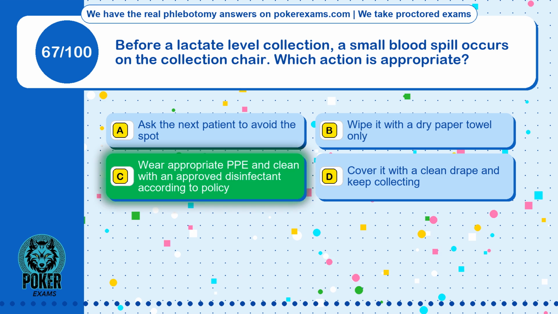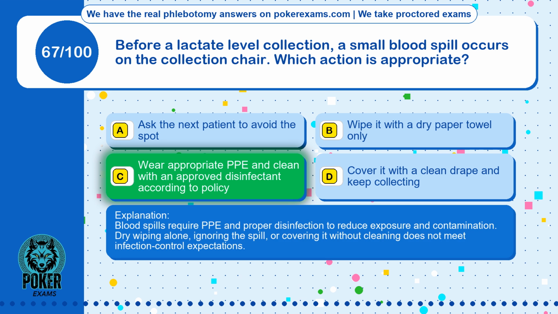The correct answer is option C. Wear appropriate PPE and clean with an approved disinfectant according to policy. Blood spills require PPE and proper disinfection to reduce exposure and contamination. Dry wiping alone, ignoring the spill, or covering it without cleaning does not meet infection control expectations.